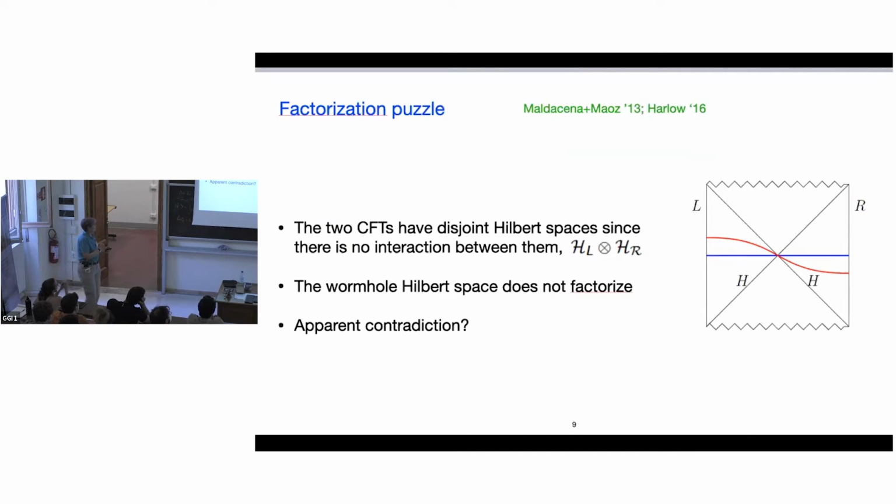Okay, so a more recent development, also I think Dan Harlow was quite involved in this, is the so-called factorization puzzle. The two CFTs on the two sides have disjoint Hilbert spaces, since there's no interaction between them, and so we have this factored structure between the left and right Hilbert space. However, the wormhole in the middle is a semi-classical object, and so it should have just one Hilbert space, which does not factorize. Then obviously there's an apparent contradiction, and what you see is that the Berry phases give a very nice interpretation of this apparent contradiction.